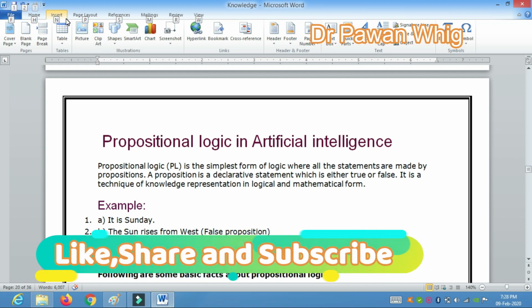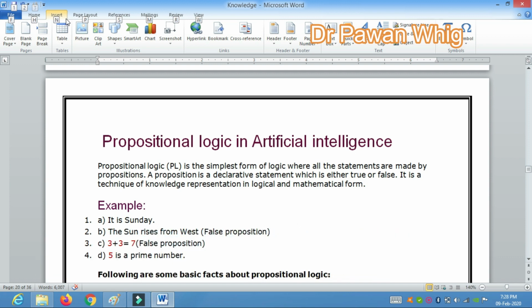Today we are going to discuss propositional logic in artificial intelligence and how it is different from predicate logic. Actually, I found many videos on the net, but no one explains this in a quick and easy way. So I'll try my best to make it quick and easy. First of all, you have to understand what propositional logic is.